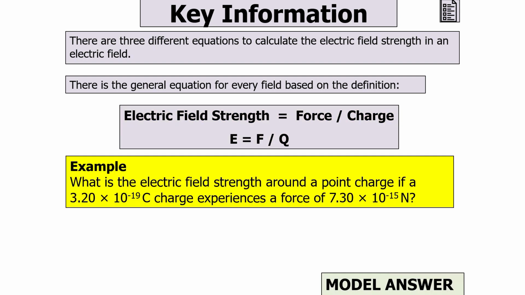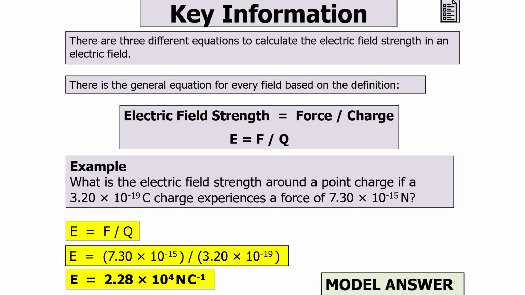So for example, what is the electrical field strength around a point charge if 3.2 times 10 to the minus 19 coulombs of charge experiences a force of 7.30 times 10 to the minus 15 newtons? Well, E is equal to F over Q, so it's 7.30 times 10 to the minus 15 over 3.2 times 10 to the minus 19, so it's 2.28 times 10 to the 4 newtons per coulomb.